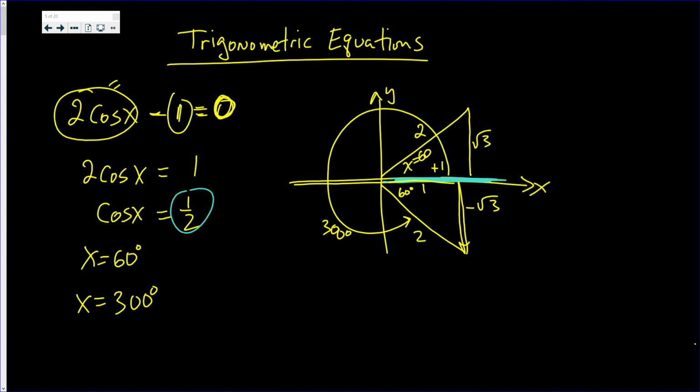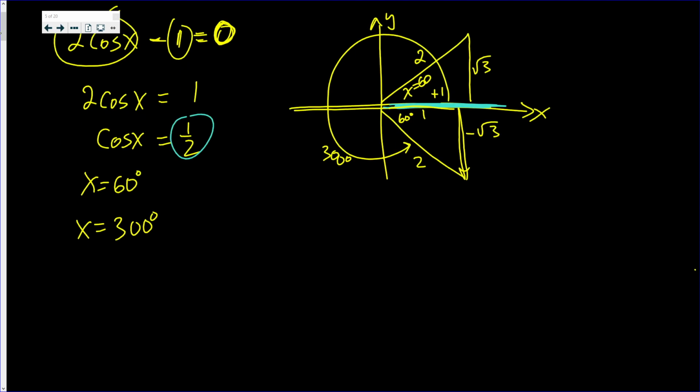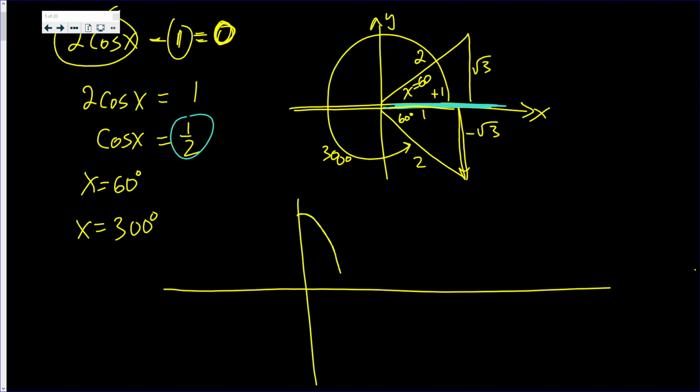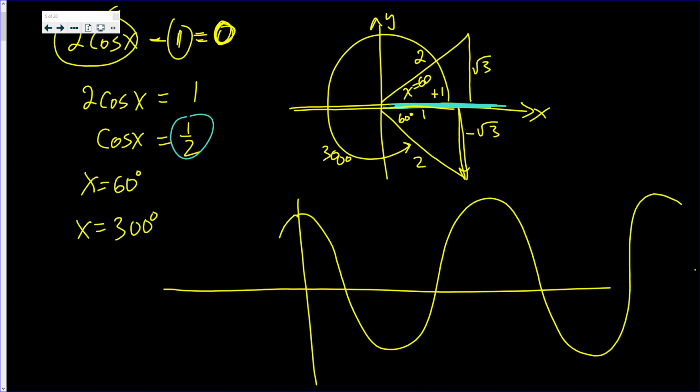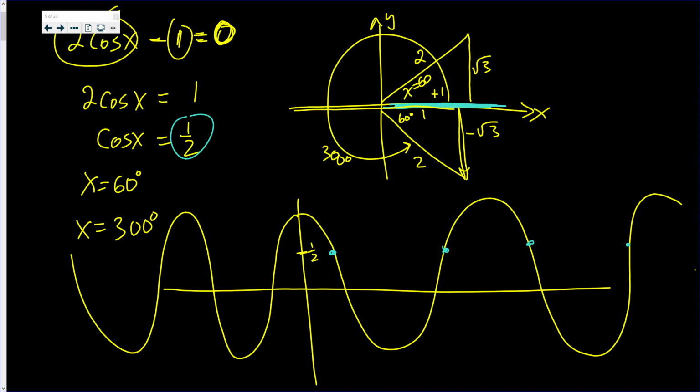But something's wrong here. I suspect that there are many more answers. Because I know the cosine graph, it keeps going to the right forever. And it even goes to the left forever. Equaling 1/2 happens frequently. Here and here and here and here. And forever to the left, to the right. And here and here and here. And of course here and to the left forever.